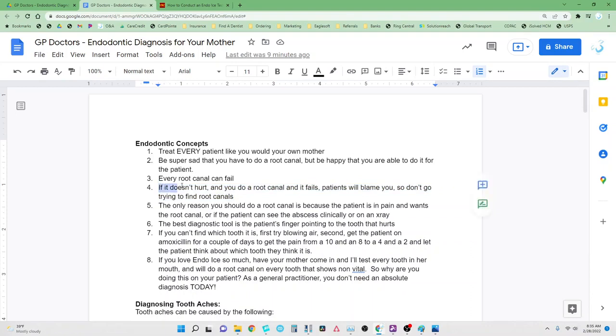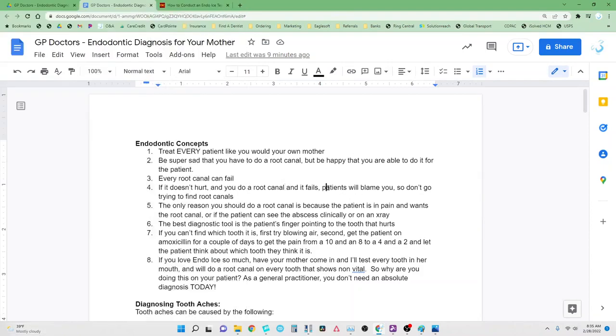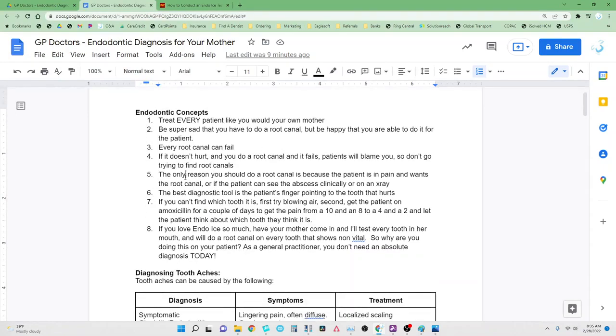The bigger concept here is this. If it does not hurt on the patient and you do a root canal and then it eventually fails, the patient is going to blame you, okay? So don't go trying to find root canals, okay? The only reason you should do a root canal is because the patient is in pain and wants the root canal, okay? Or if the patient can see the abscess clinically or on the x-ray. Those are the only reasons that you should do the root canal, okay?